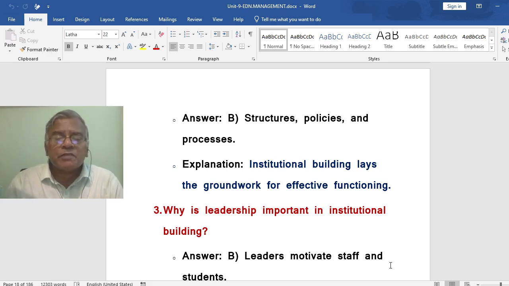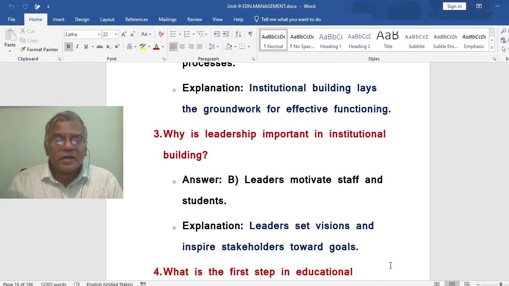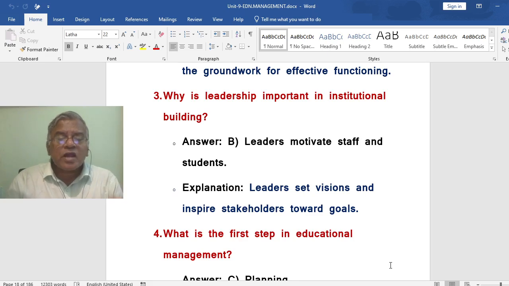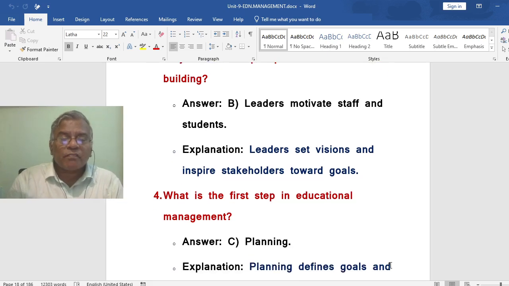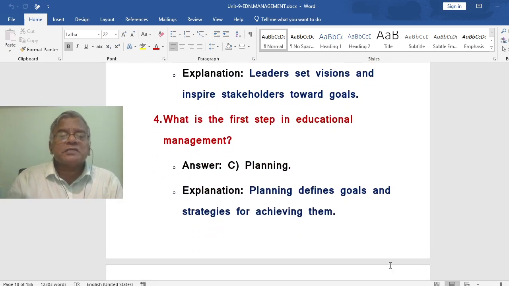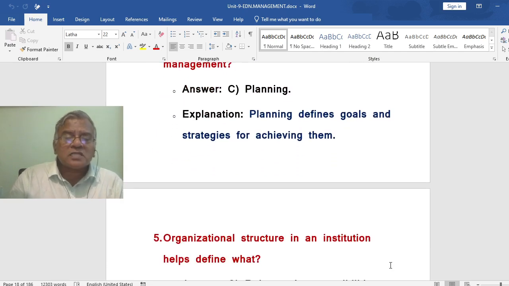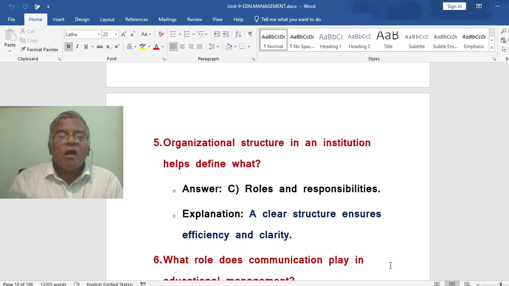Why is leadership important in institutional building? Leaders motivate staff and students. That is the function of leaders in the educational institution. Leaders set visions and inspire stakeholders toward goals. What is the first step in educational management? That is planning. Planning defines goals and strategies for achieving them.